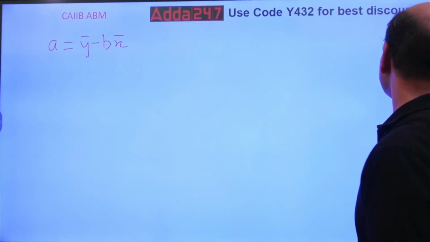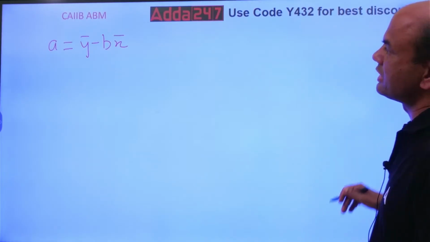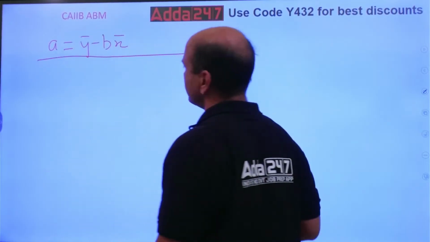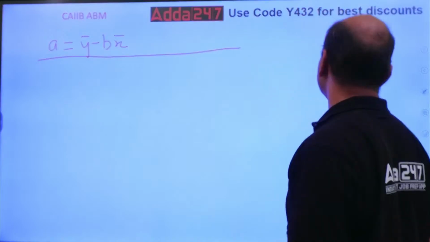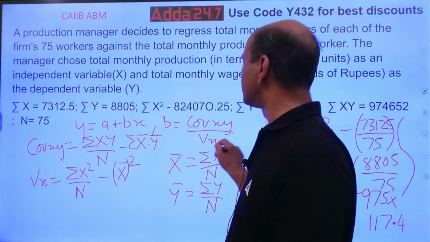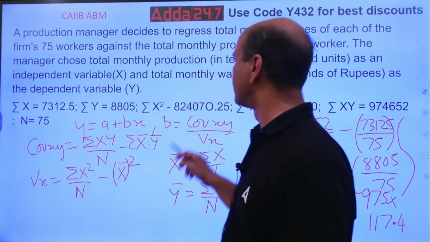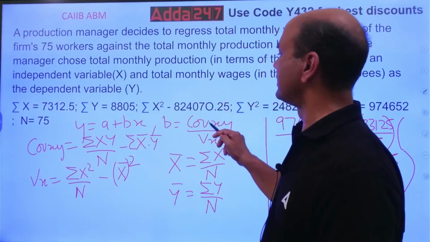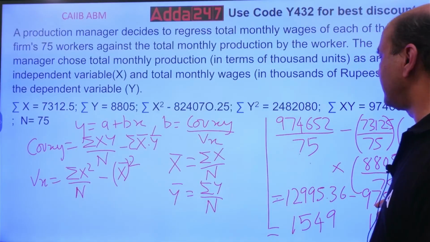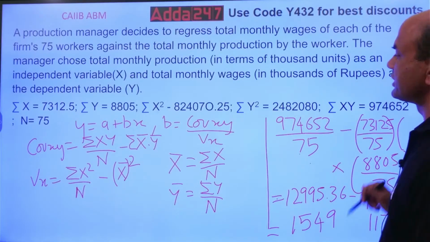So next, B. Let me remove all this. Now, what is the next target? B. But for B you need Vx also, variance of x. So what is variance of x? See this: summation x square upon n minus x bar square. Summation x square upon n, 75, minus x bar. X bar you have found out just now, 97.5 square. So solve it, everyone.